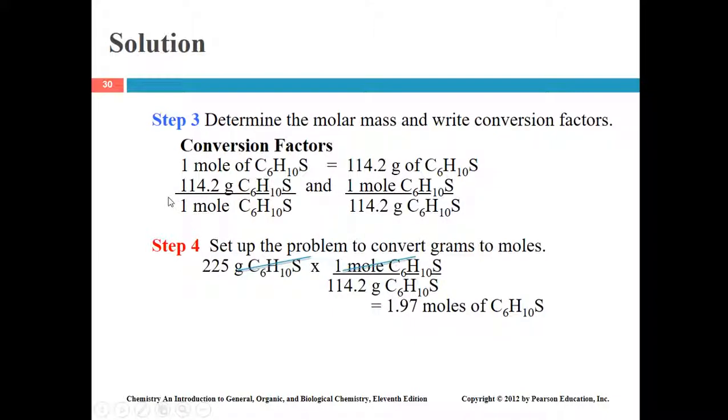So then the next question is, which way are we going to need to write it? Are we going to have the 114.2 on top or on the bottom? Well, in order to answer that, you start your problem and say, okay, I'm given 225 grams of C6H10S. So that is given first. So we know that the grams of the C6H10S have to be on the bottom to cancel out what they gave us. So that means the 1 mole of our allyl sulfide over 114.2 grams. So we're going to have 225 grams times 1 divided by 114.2. And when you do that math, you get 1.97 moles of our C6H10S.